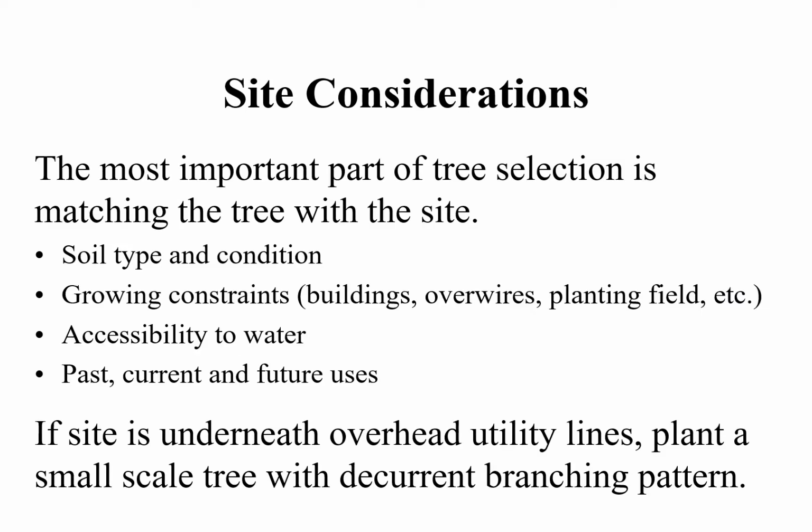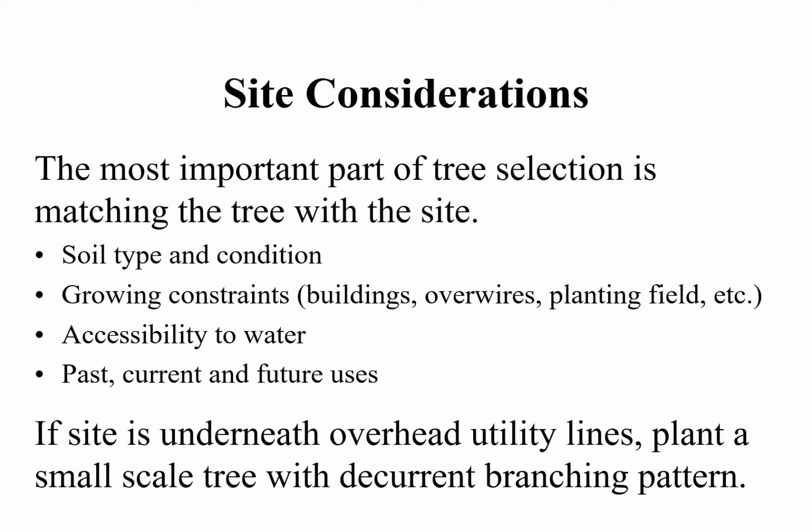One of the most important parts of tree selection is matching the tree with the site. If the site is underneath an overhead utility line, for instance, you want to plant a small-scale tree with a decurrent or rounded branching pattern. Other site considerations might include the adaptability of the tree to the site. Is it acclimated to plant in your area?